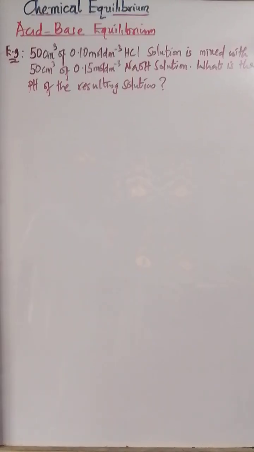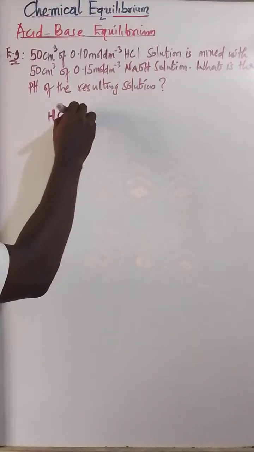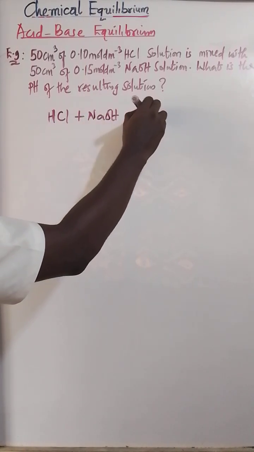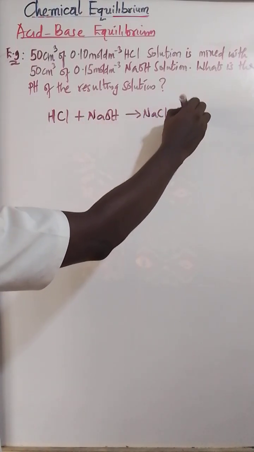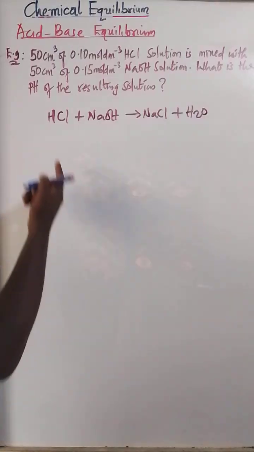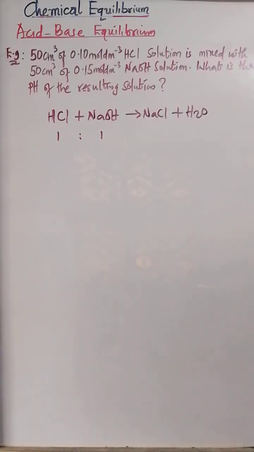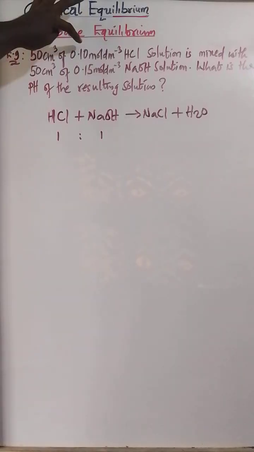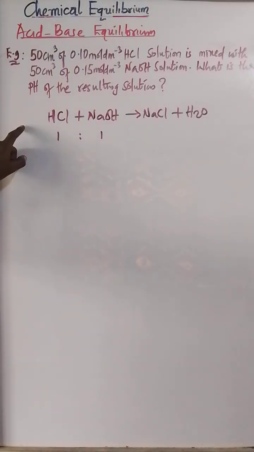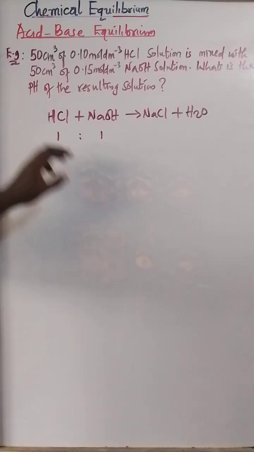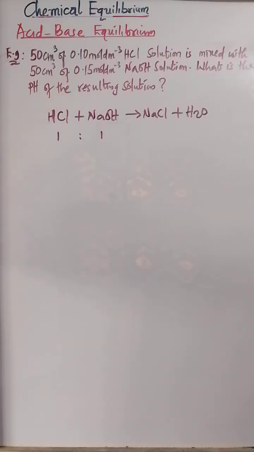neutralization may not occur. First, let's write the balanced equation between HCl and sodium hydroxide. So we have NaCl plus H2O. So what's the mole ratio of the acid to the base? It is 1 to 1. So if we have 0.1 mole of the acid, it should react with 0.1 mole of the base. But what's the number of moles in this solution? We don't know. Let's calculate.